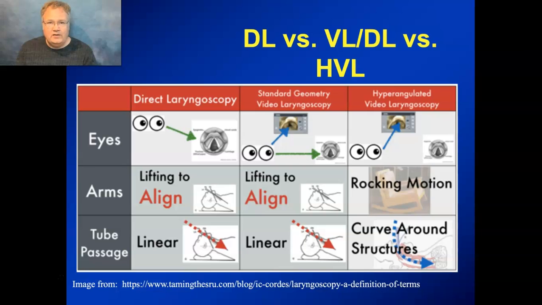In hyperangulated videolaryngoscopy, all you're looking at is the video screen, because you are essentially sliding the blade around the anatomy and not lifting the mandible. Because of that, when you pass the tube, you are also curving around the structure. So you do not have the target in sight directly. Your target is only visualized on the screen.